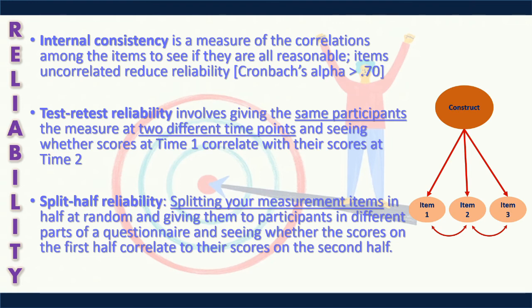The third is split half reliability, where you take your items from your measure and split them evenly in half. You put half the items in one part of your questionnaire and the other half in another part of your questionnaire. You then compare the items to see if there's correspondence between the two split halves. The greater the correspondence, the higher confidence we have that our measure is reliable.